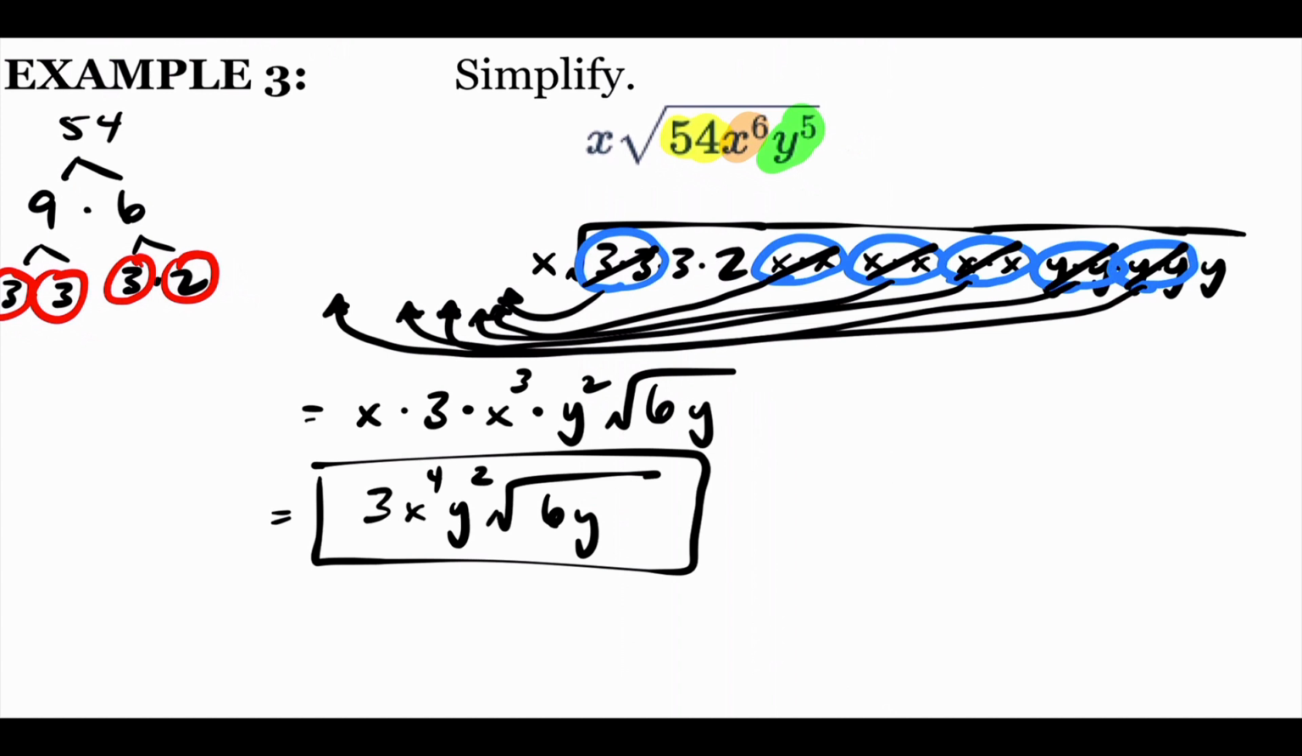Done. That's as many as I can do. I can't take out 6 because it's 3 times 2, not a pair. Can't take out y because it doesn't have a pair anymore. It was left over.